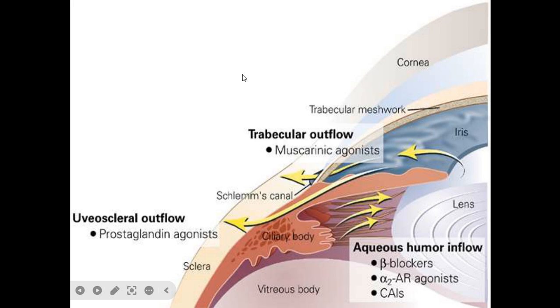So this is how drugs act on the aqueous humor of the eye to reduce the intraocular pressure. So the beta blockers, alpha 2 adrenergic agonists, and carbonic anhydrase inhibitors reduce the aqueous humor inflow, and the prostaglandin agonists increase the uveoscleral outflow, and muscarinic agonists increase the trabecular outflow. By increasing the outflow of aqueous humor, they reduce the intraocular pressure in the eye.